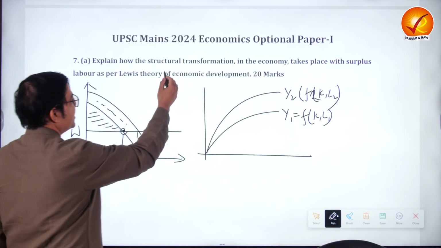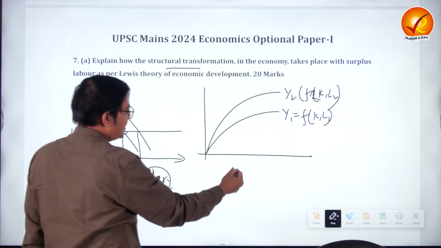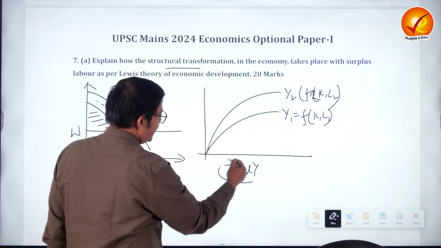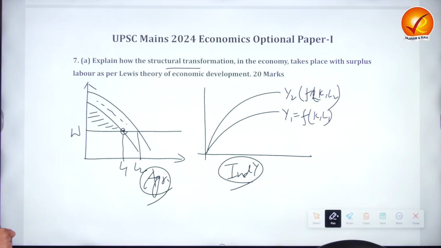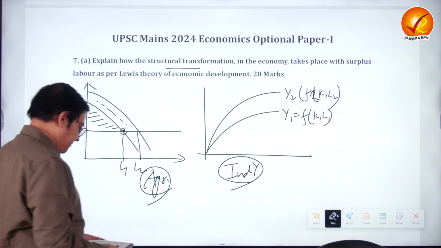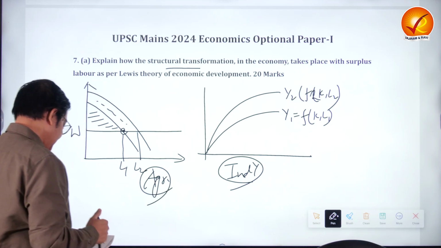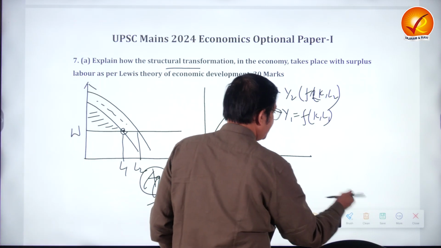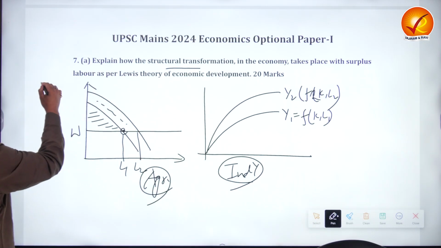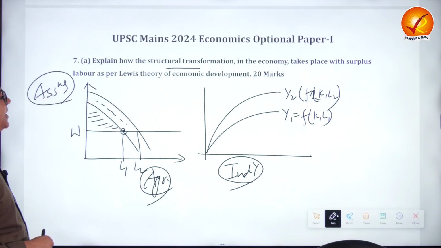Structural transformation in the sense that this is the agricultural sector and this is the industrial sector. Gradually, the structural transformation of the economy takes place from agriculture towards the industrial sector. And fill in the other details over here, like how this profit is taking place and so on and so forth. Don't forget to mention the assumptions in the 20 marks question. In any question, but mostly in the 20 marks, it's very important.